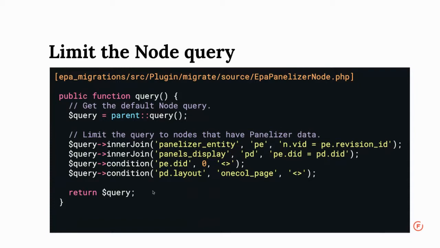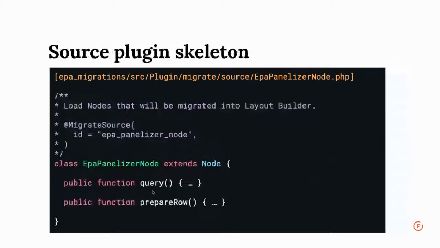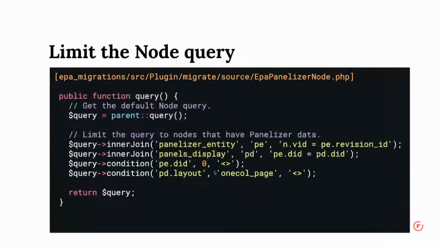And then I should say when we're extending node, node also extends about maybe 4 or 5 other source plugin classes, like up through Drupal SQL base, and so we want to make sure we're returning the query so that it continues to run through the parent classes.